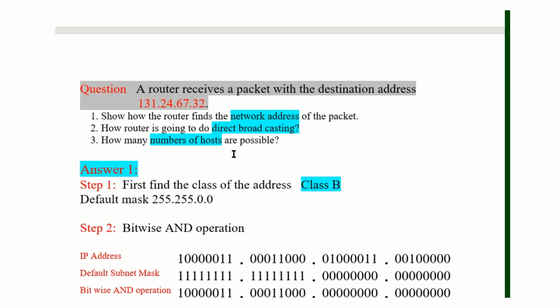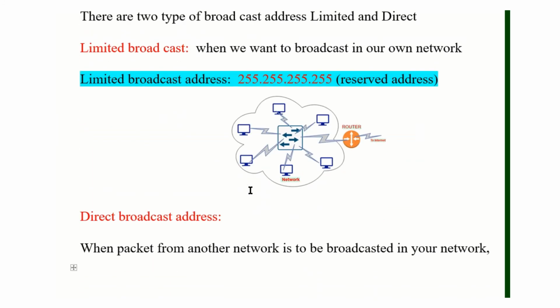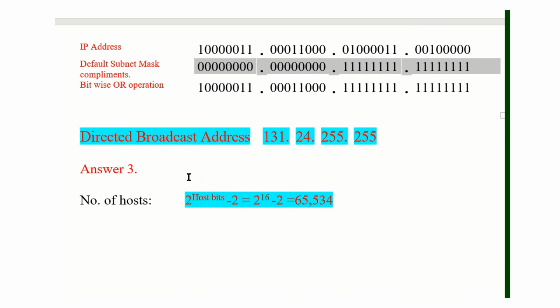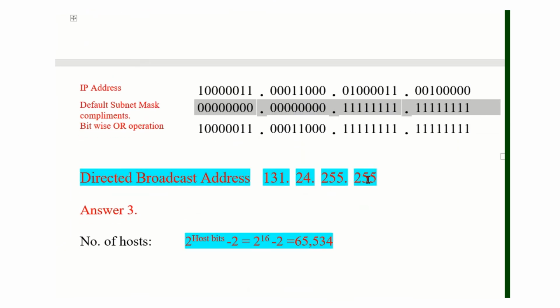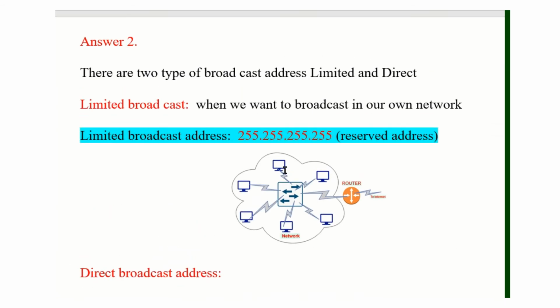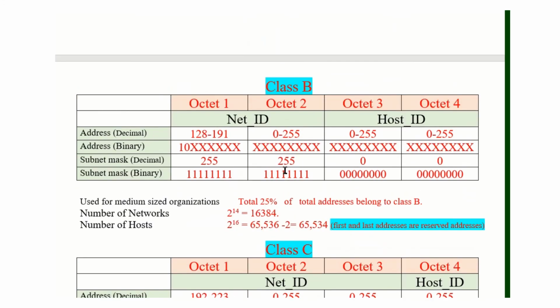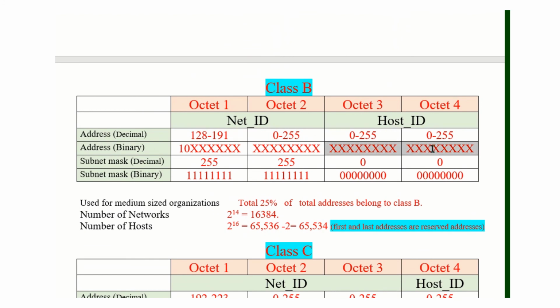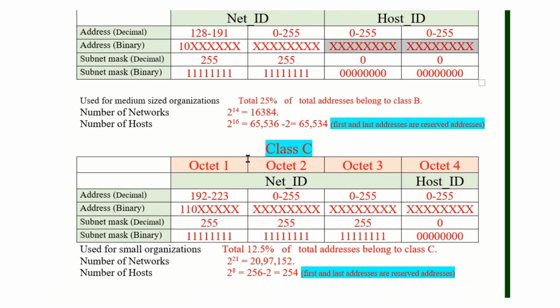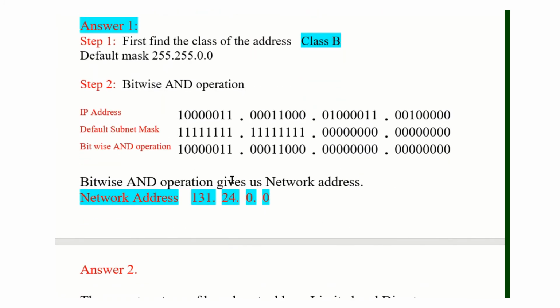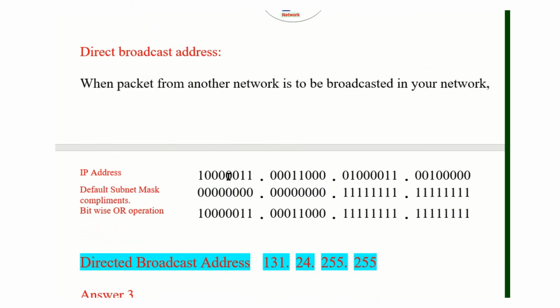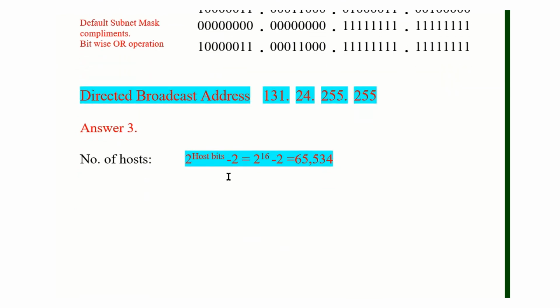Now let's move to the third question: how many hosts are possible. If we look at the number of possible hosts, 16 bits are reserved for the host ID in class B, as you can see here. Out of these host addresses, the first and last address are reserved for the network ID and broadcast ID. So we are left with 2 raised to the power of host bits, minus 2, which is 2 to the 16 minus 2.